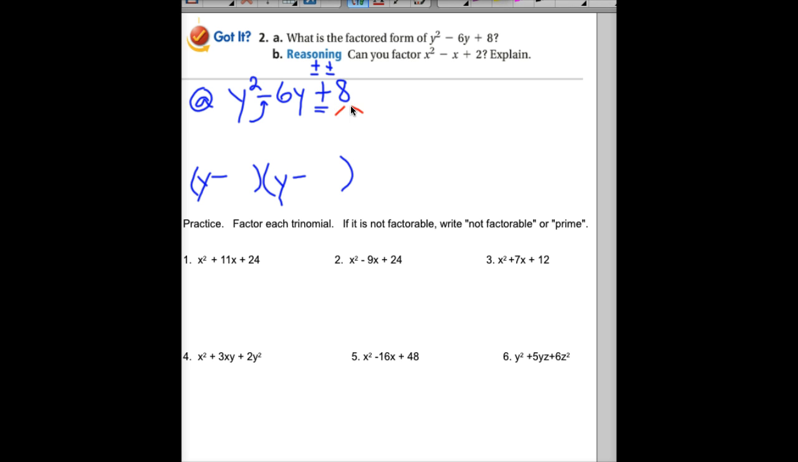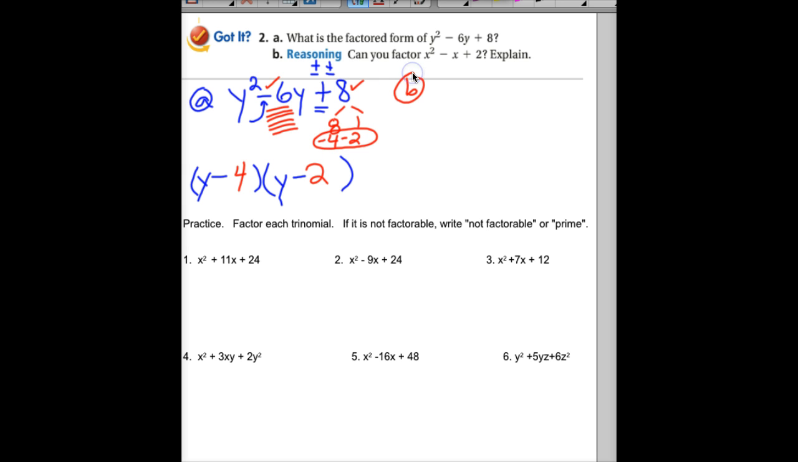Now, I just need to find that pair of numbers. Well, there's only two things that when multiplied equal an 8: 8 and 1, or 4 and 2. I need the pair that I can get that 6 out of. So I'm going to have to choose 4 and 2 with both being negative. Notice they multiply: negative 4 times negative 2 gives me 8. Negative 4 plus negative 2 gives me a minus 6. And I have factored it.